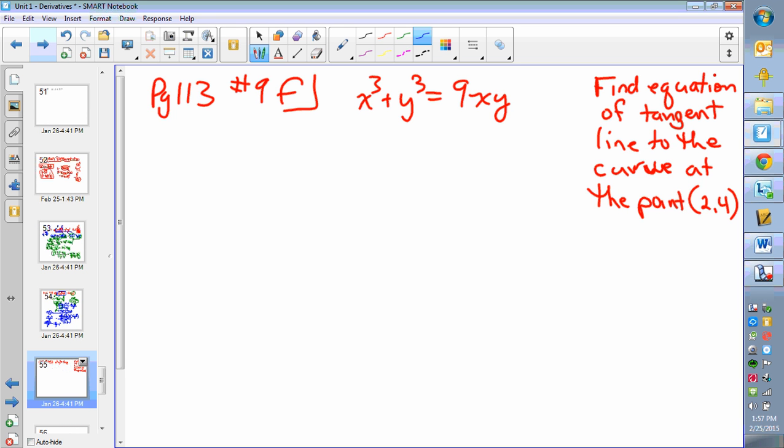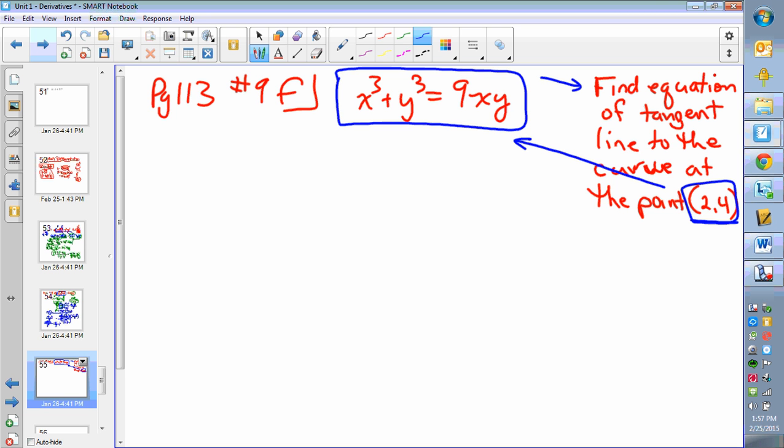We've got x cubed plus y cubed equals 9xy. So you've got this function, and the question says, tell me the equation of a tangent line to the curve at the point 2, 4. Meaning, if you plug x of 2 and y of 4 into this original equation, the left side will equal the right side. All right, but what they want is an equation of a tangent line.